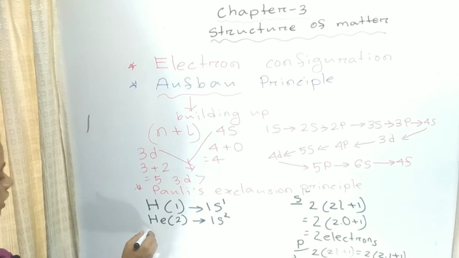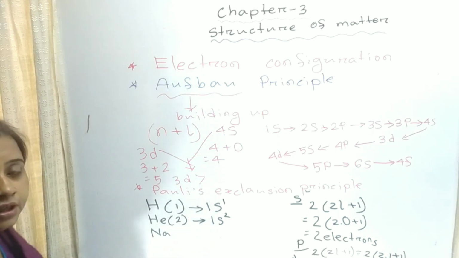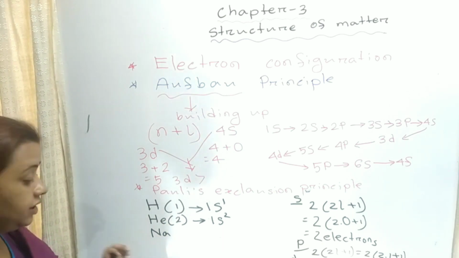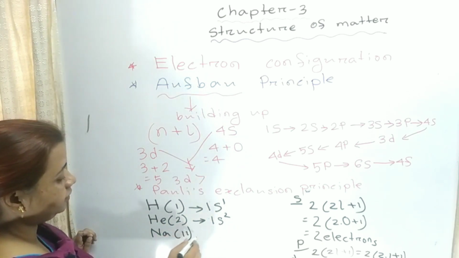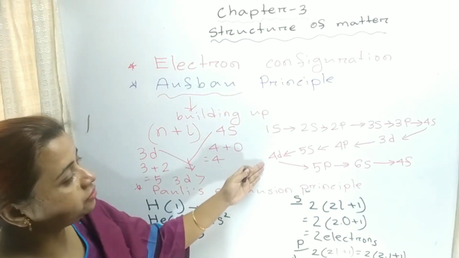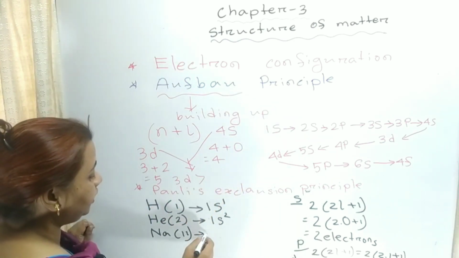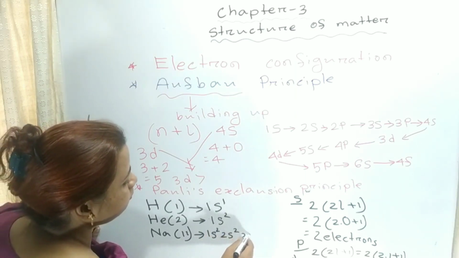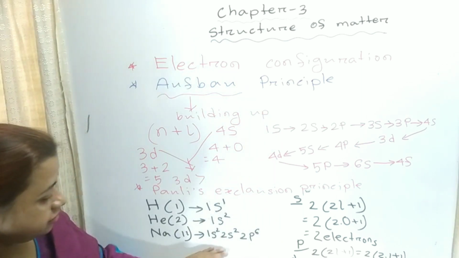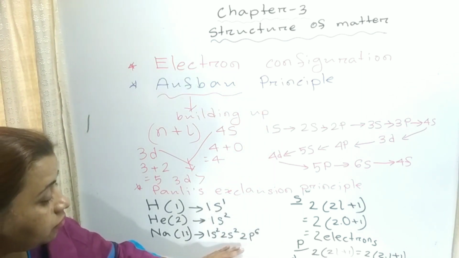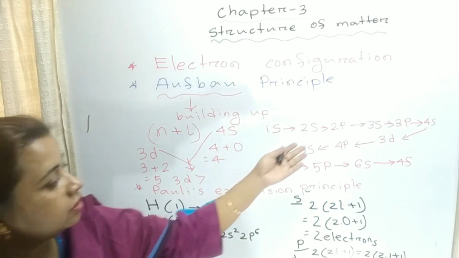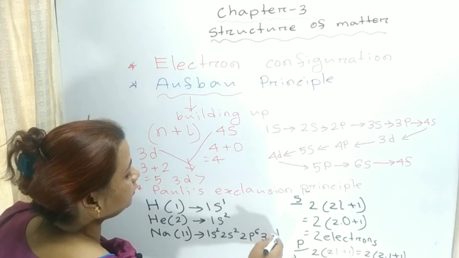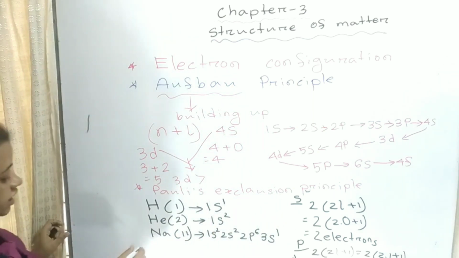Then come to sodium. Can you say what the atomic number of sodium is? The atomic number of sodium is 11. So, see the sequence. According to this sequence, electrons will enter at first 1s2, 2s2, 2p6. How many have gone? 3. How many left? 1 electron only. Where will it go? In 3s. 3s1. Then come to potassium.